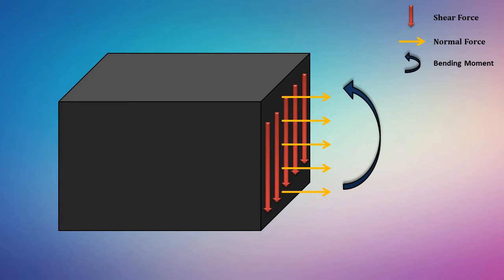Here we can see this axial force is normal to the cross section and shear force is acting parallel to the cross section. We know the shearing force is the algebraic sum of all transverse forces acting on either side of the cross section of the beam.